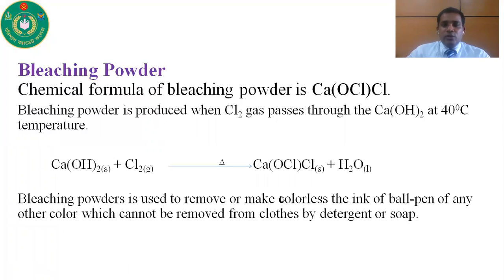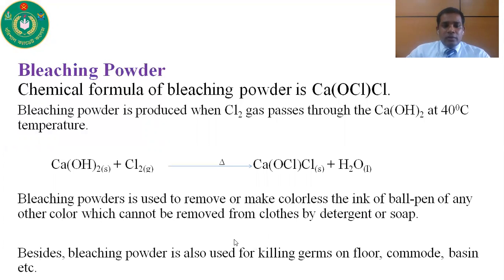So bleaching powder is used to remove or make colorless the ink of a ballpoint pen or any other color which cannot be removed from clothes by detergent or soap. That means the substance or color that is not possible to remove using detergent or soap can be removed by using bleaching powder. It also kills germs on floors, commodes, basins, etc.